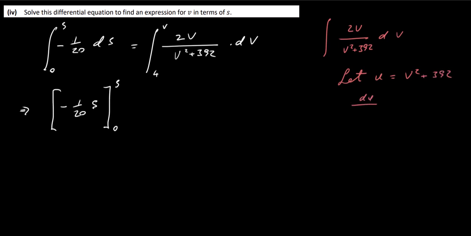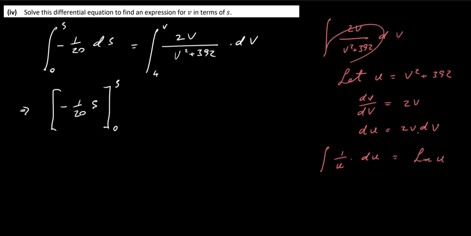That'll give me du/dv is equal to 2v, and then du is equal to 2v dv. So we can see we have a 2v dv here, and this will be our u. So what we'll end up with is finding the integral of 1 over u du, and we know that that's just log u. So when we integrate this here, well, it's plus c as well, but I'm going to be sticking this back into a definite integral, so I'm not going to worry too much about the c here.